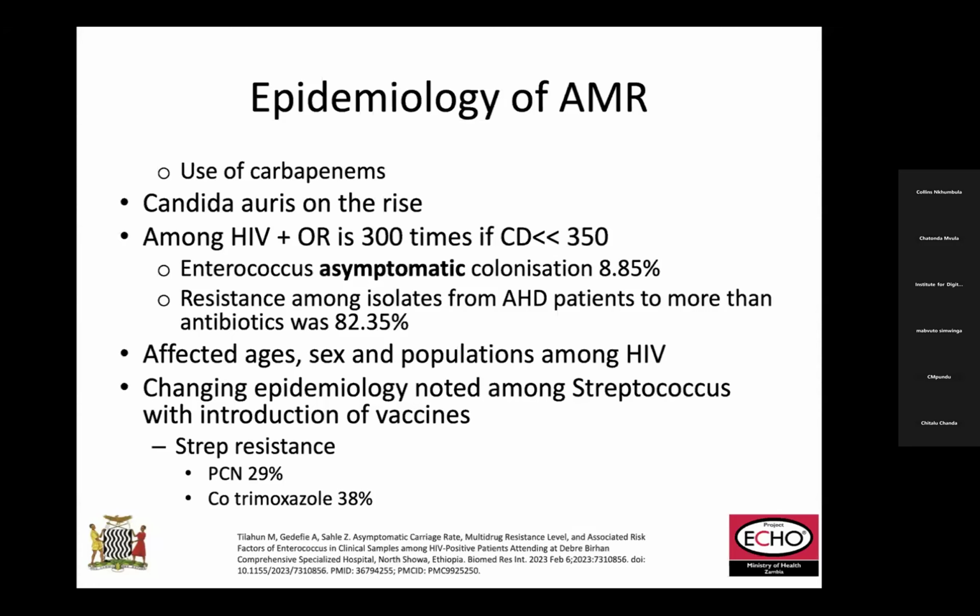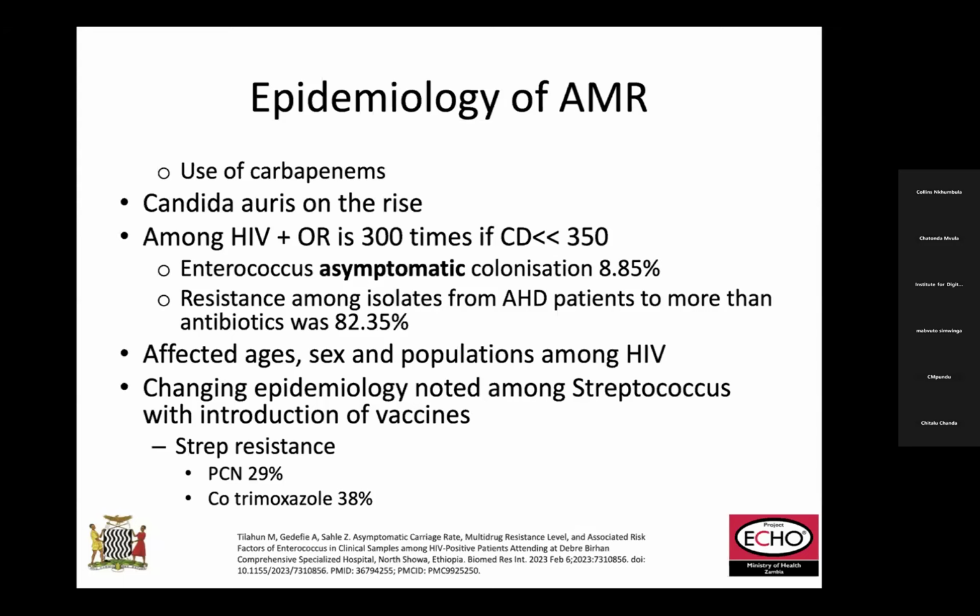So we need to think that, one, advanced HIV disease already puts someone at risk of a poor outcome. But then further on, we think about them having an increased risk of having an organism colonizing either their gut or their skin, and this organism can cause an infection. And you can see that the occurrence of colonization is around 8% if you think about Enterococcus. And for the same organism, Enterococcus, if you look at how common resistant isolates are in patients with advanced HIV disease, it's around 80%, which is close to 90%.